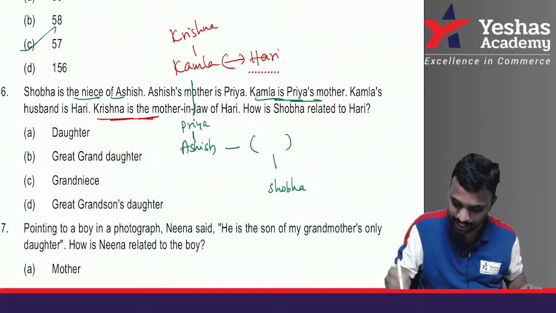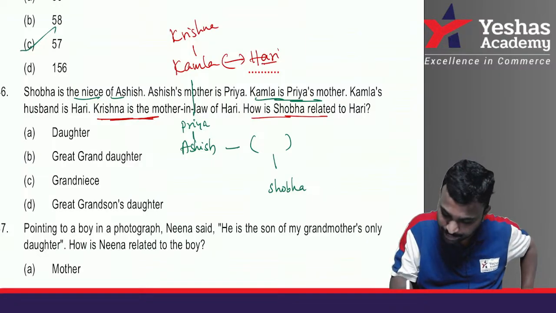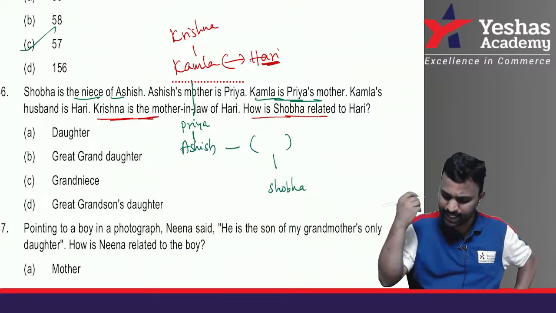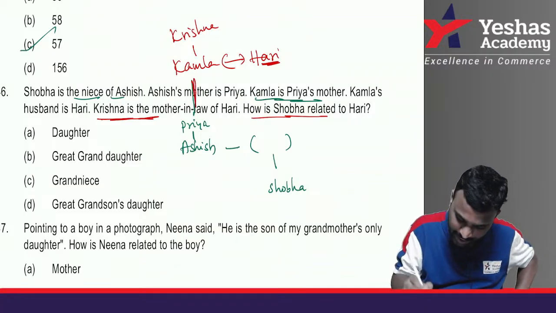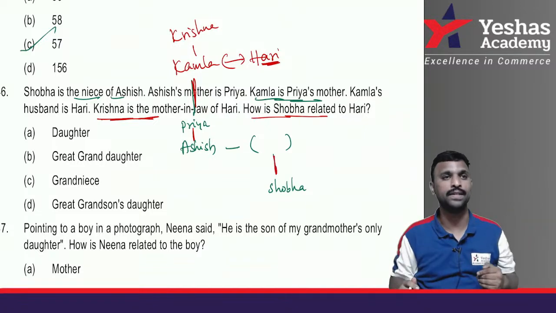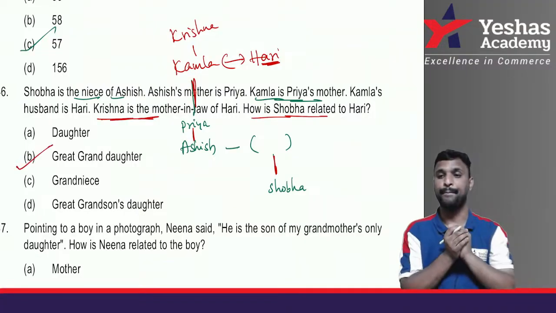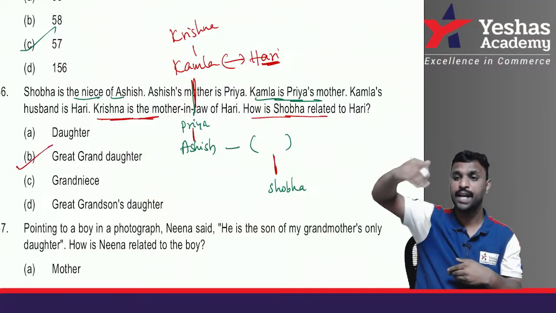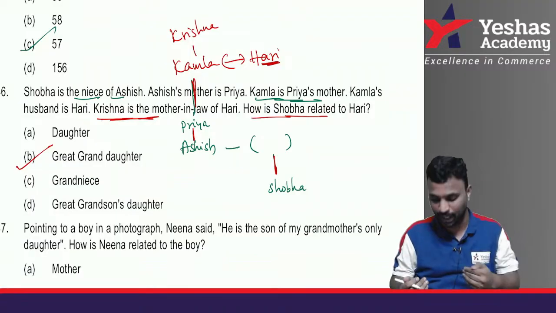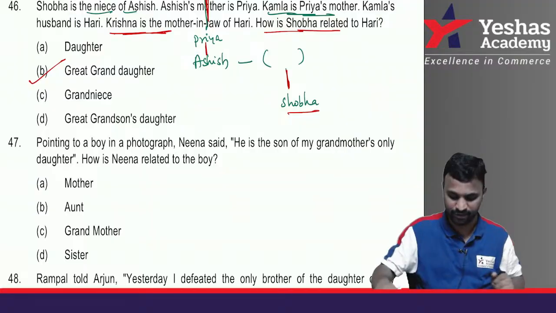Is this clear? And then how is Shobha related to Hari? From Hari, Shobha is where? One generation down, two generations down, three generations down. Three generations below means definitely great granddaughter. Therefore, option B is the right answer. Shobha, being a female, is a great granddaughter.